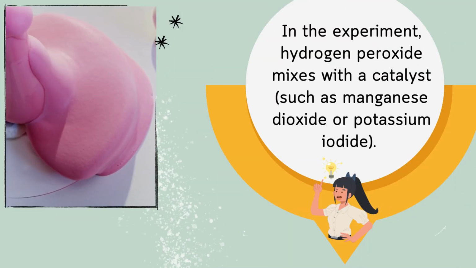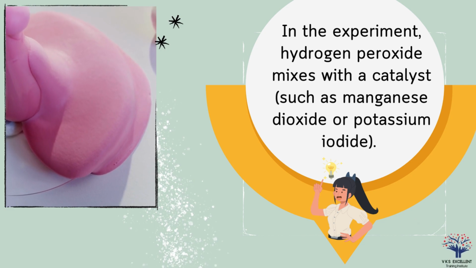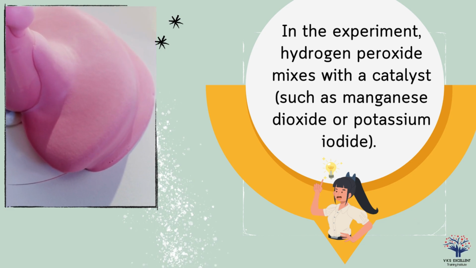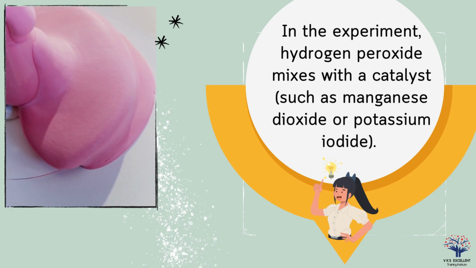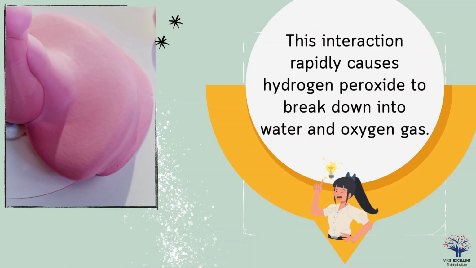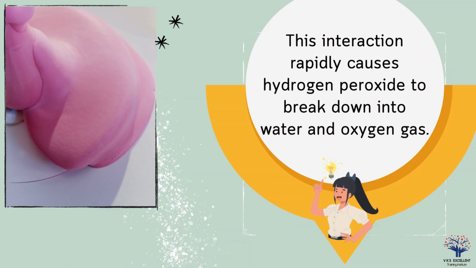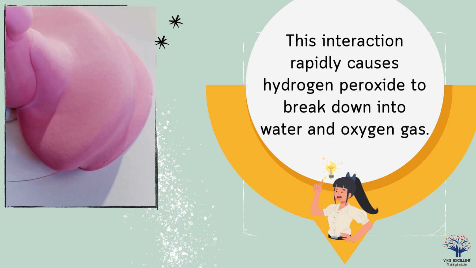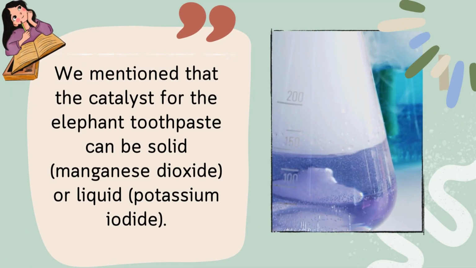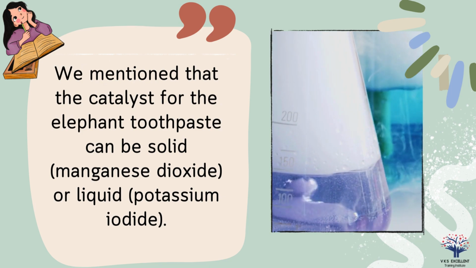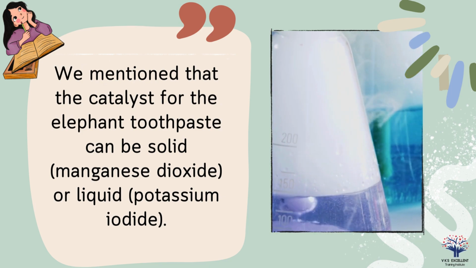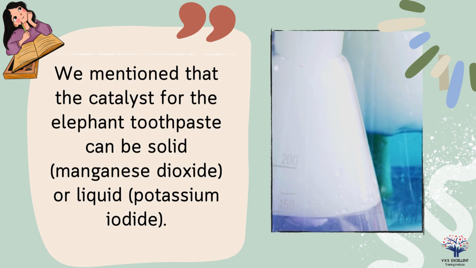In the experiment, hydrogen peroxide mixes with a catalyst, such as manganese dioxide or potassium iodide. This interaction rapidly causes hydrogen peroxide to break down into water and oxygen gas. We mentioned that the catalyst for the elephant toothpaste can be solid, that is manganese dioxide, or liquid, that is potassium iodide.